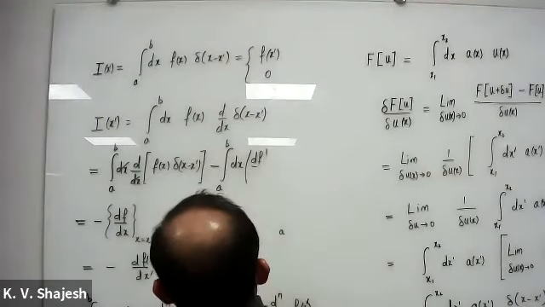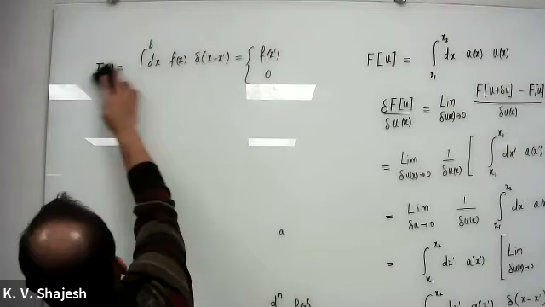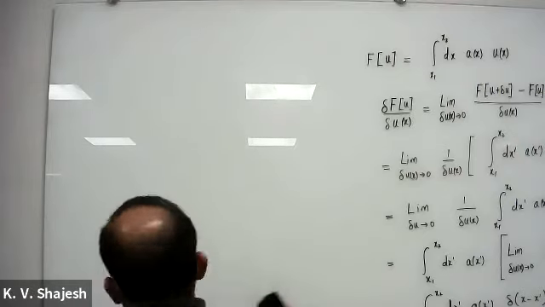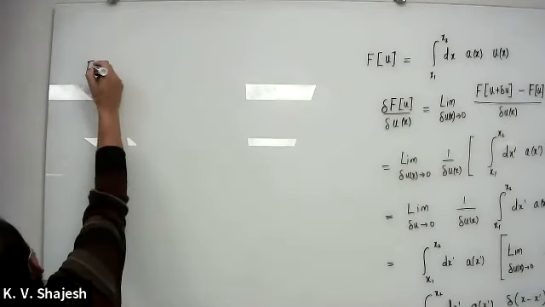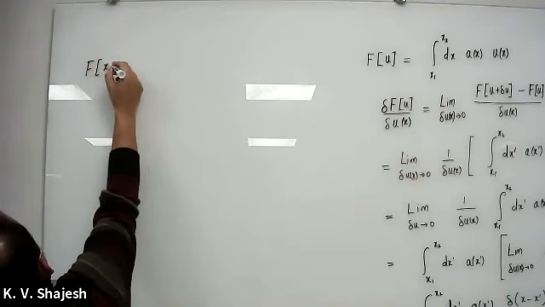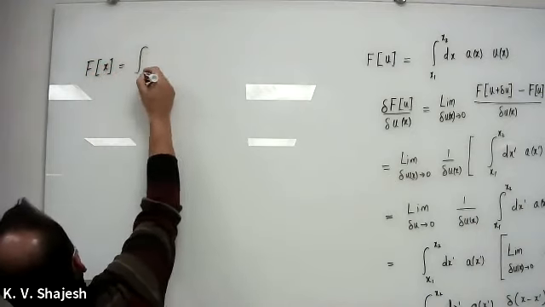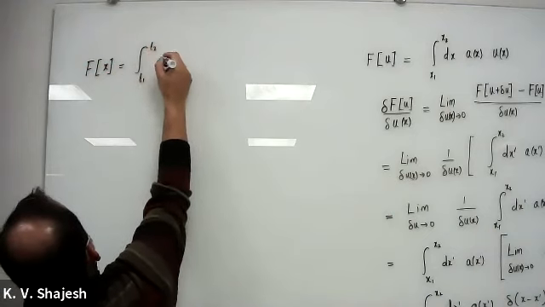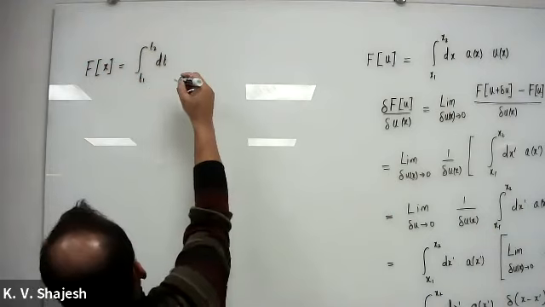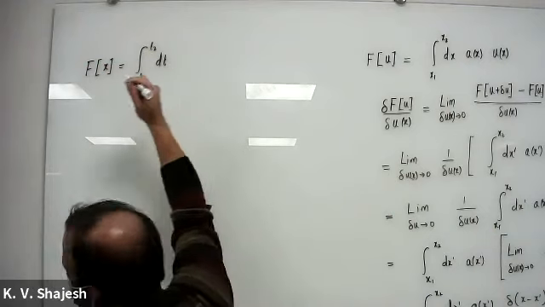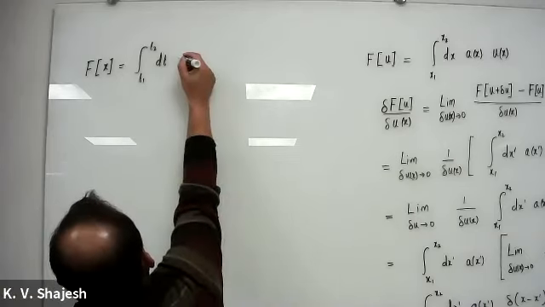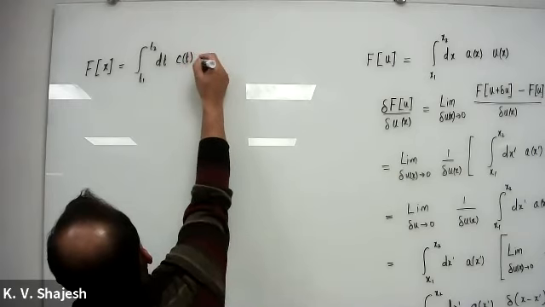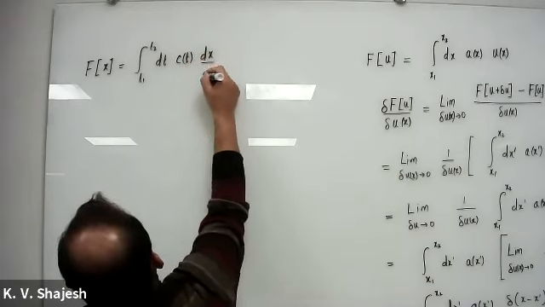So let's do one more example. So f of, let's say, x of t, where t goes from t1 to t2, and let us say, c of t and dx over dt.